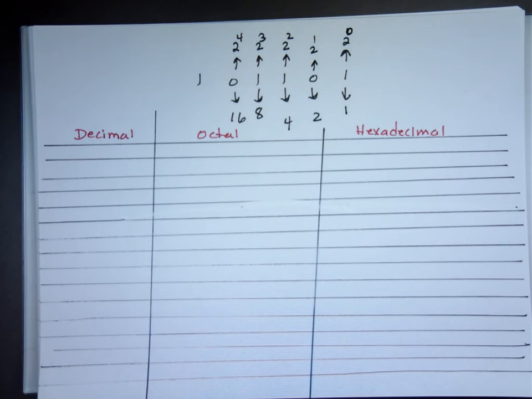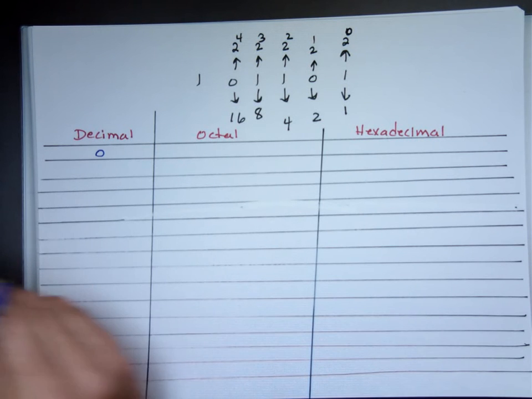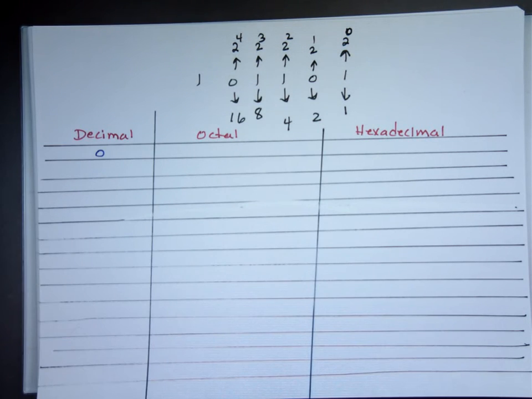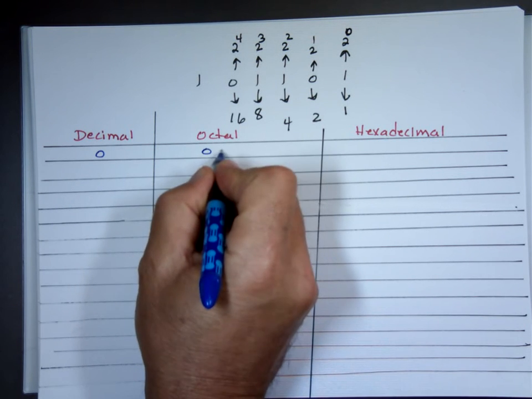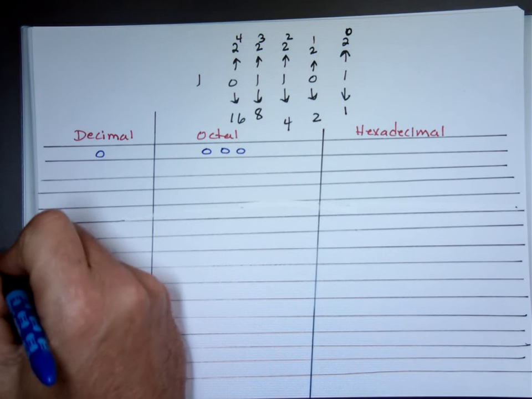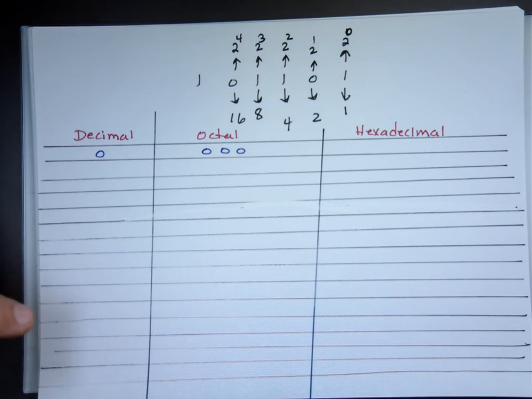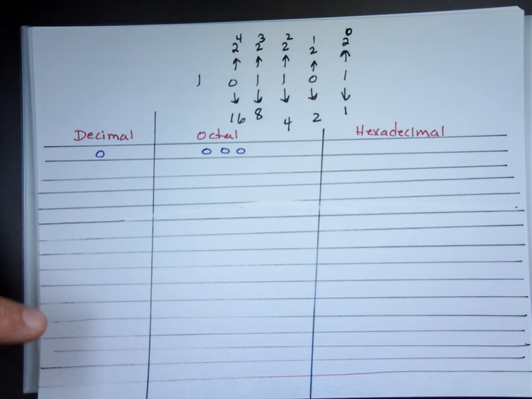When we write the 0, the biggest number in octal is what? 7? I only need 3 digits to represent the 7. The 0 is 0, 0, 0. The biggest number in hexadecimal, that's base 16. What's the biggest number? 15, which is the F. So I need 4 digits.